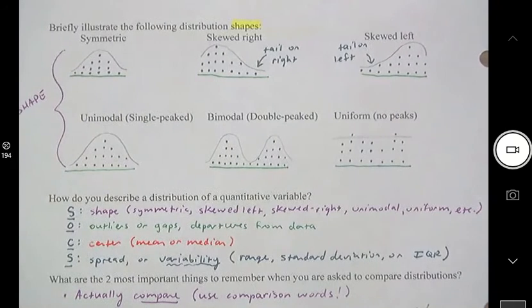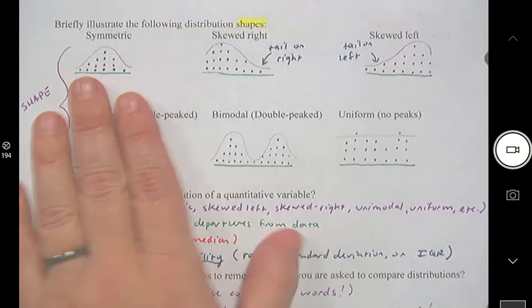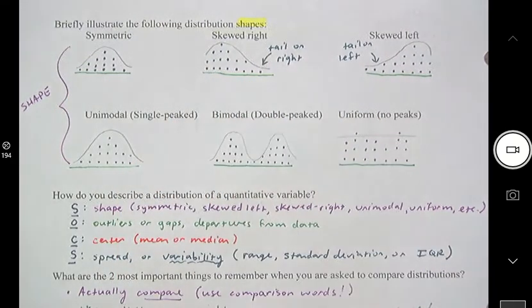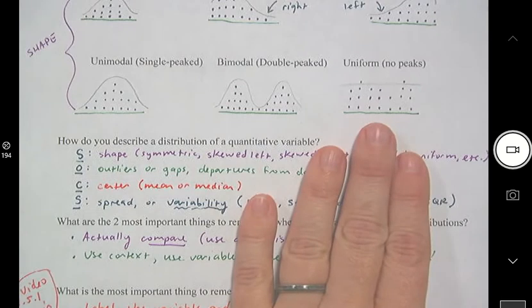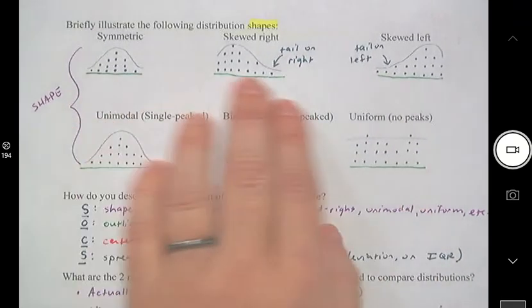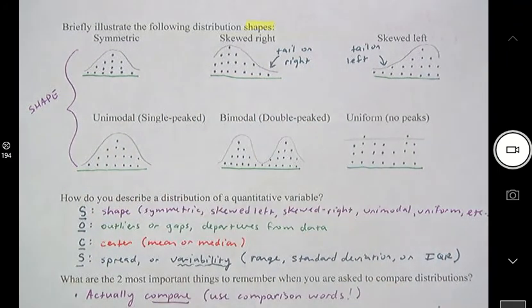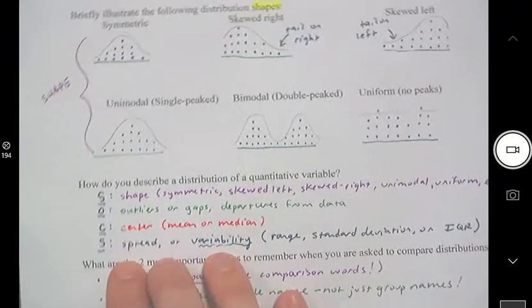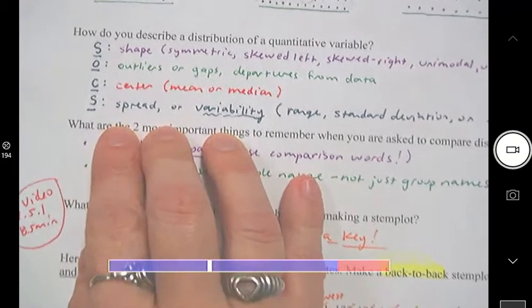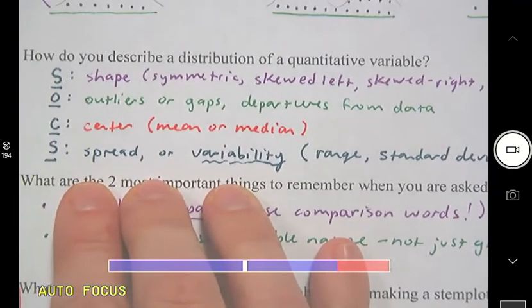All right, you can turn the page. Hopefully you had a moment to sketch out symmetric versus skewed left and right, unimodal, bimodal, uniform. Instead of the stacks of dots, you could have just drawn little sticks to show yourself, but make sure you've got a really good sketch of those. And then let me just show you what I wrote in case you want to add anything to this section of your notes. But again, these are your notes.